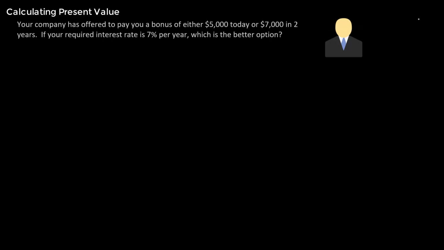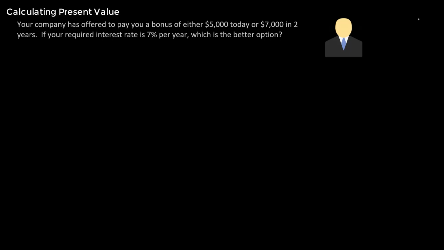Let's now have a look at a present value calculation type question. Your company has offered to pay you a bonus of either $5,000 today or $7,000 in 2 years. If your required interest rate is 7% per year, which is the better option?